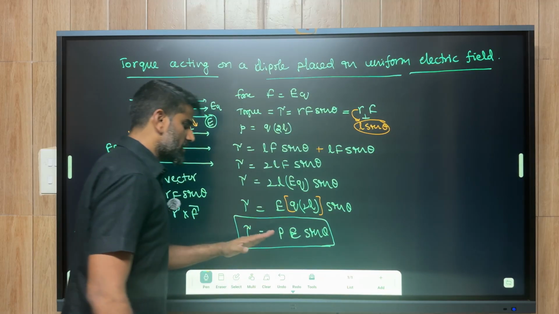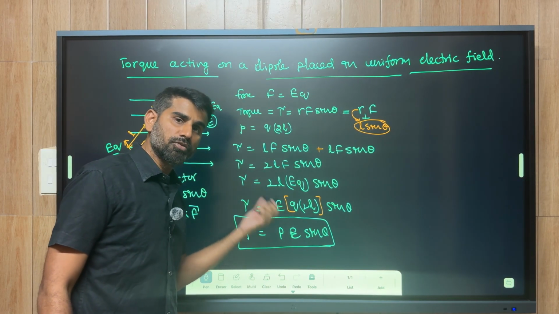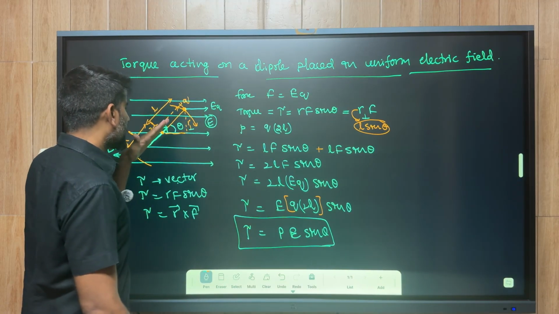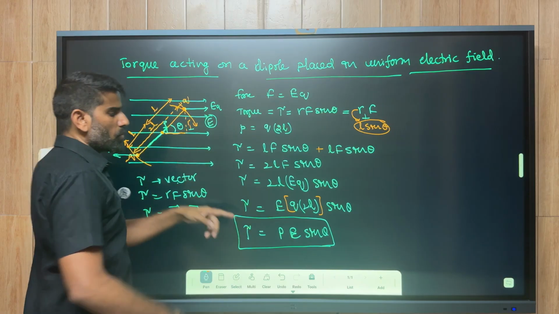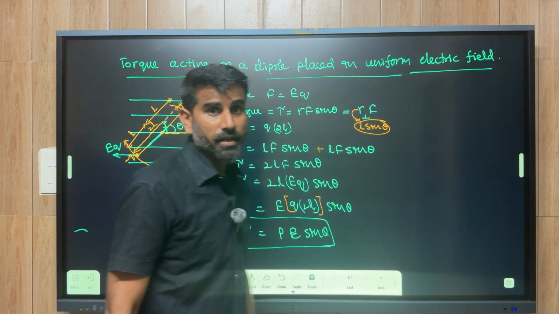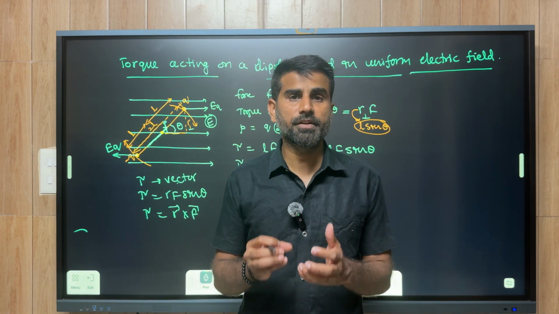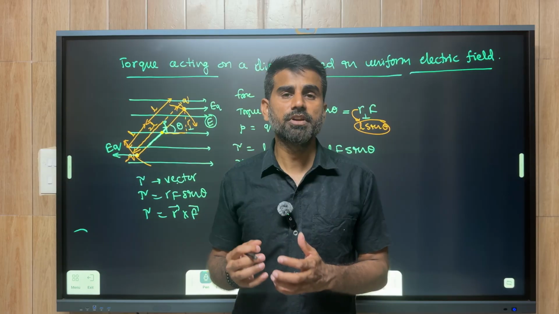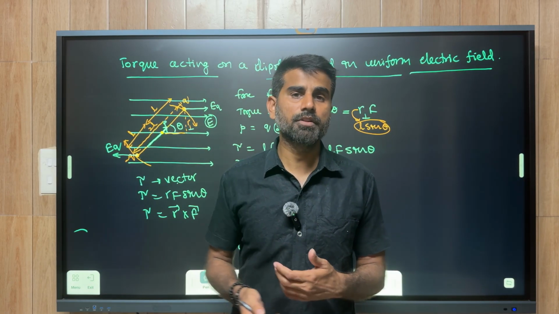Now everything is clear till now. What is P? It is the electric dipole moment. What is E? It is the uniform electric field. P is directed in this direction, the electric field is pointed towards the right. Now what is theta? Theta is the angle between P and E. Understand the physical quantities very clearly, so that you can use this equation very easily while we are solving the problems.